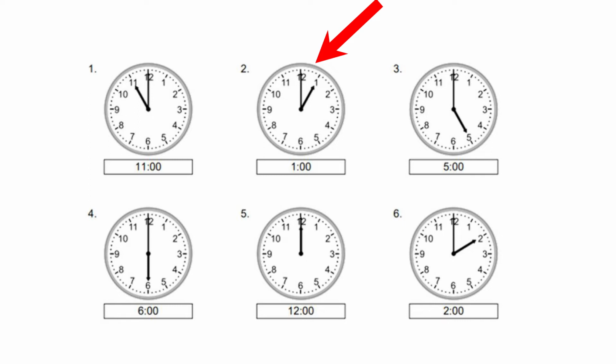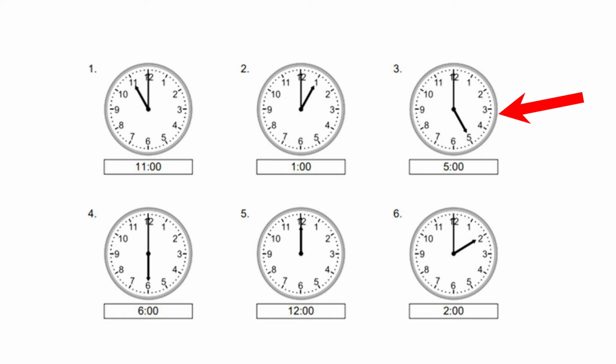Let's move on to number 3. For number 3, I asked for 5 o'clock. What do you have? The hour hand should be pointing at the number 5 and the minute hand should be at the number 12 at the top. This is going to show 5 o'clock or 5 hours. Looks the same as yours? Great. Go ahead and give yourself another star.